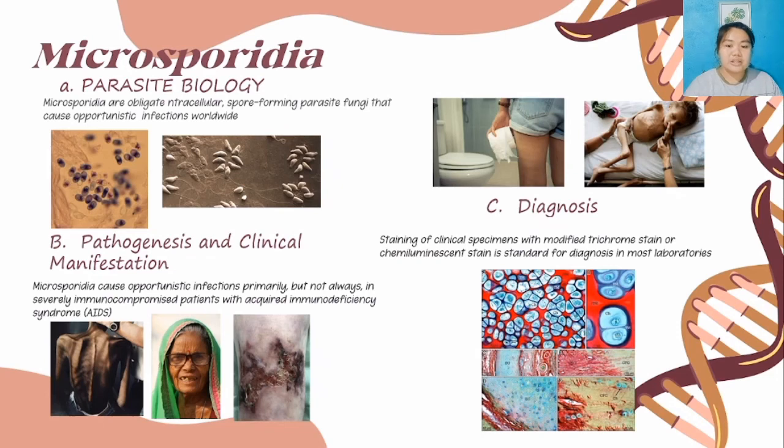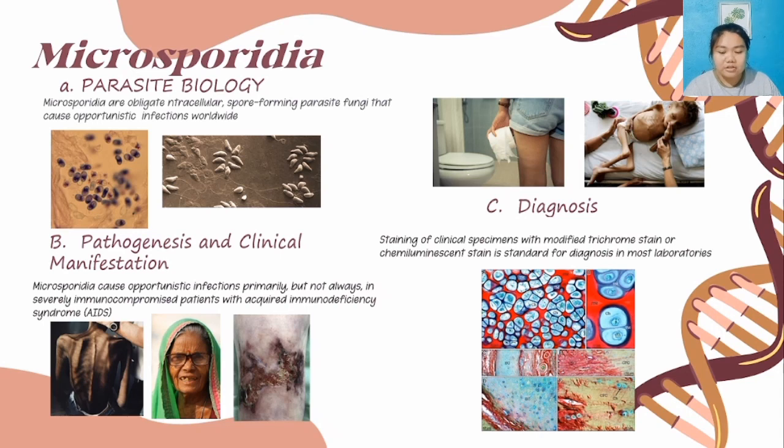So next is the pathogenesis and clinical manifestations. So microsporidia cause opportunistic infections primarily, but not always, in severely immunocompromised patients with acquired immunodeficiency syndrome, or AIDS. So infection in immunocompromised hosts can lead to overwhelming disease and death. So clinical manifestations depend on the microsporidian species causing the infection. So disease in almost any part of the body is possible.